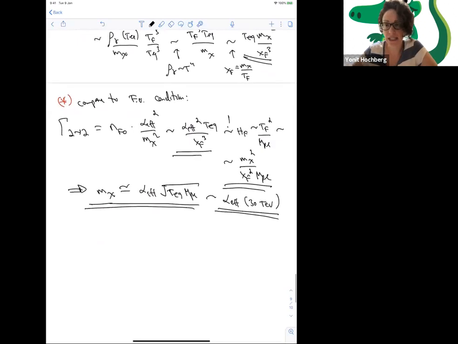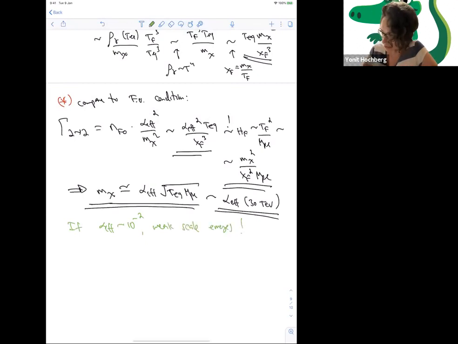And what you automatically see over here is that it happens to be the case that if the size of this effective coupling is of order an electroweak coupling, of order 10 to the minus 2, then the electroweak scale emerges. Okay, so if alpha effective is of order 10 to the minus 2, this is how we get the weak scale.